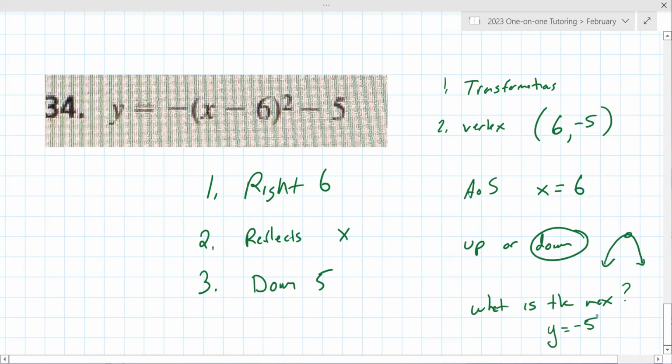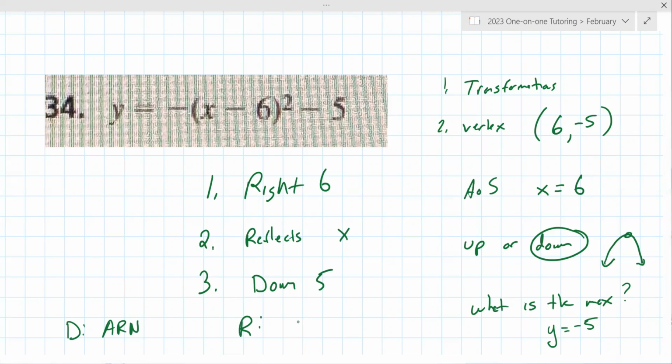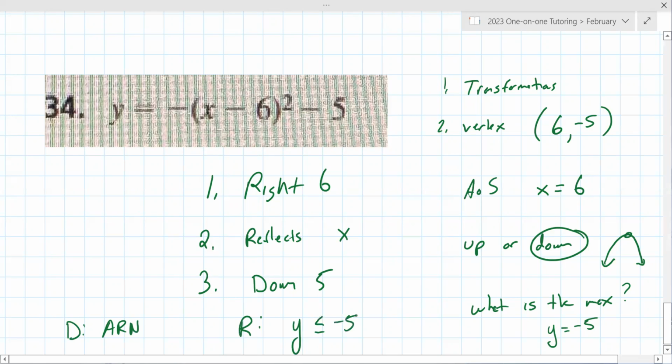And did we talk about domain and range? I can't remember. Okay, domain is always all real numbers. Not sure how you guys show that. How about your range? The range is y is less than or equal to -5. That's right, less than or equal to -5.